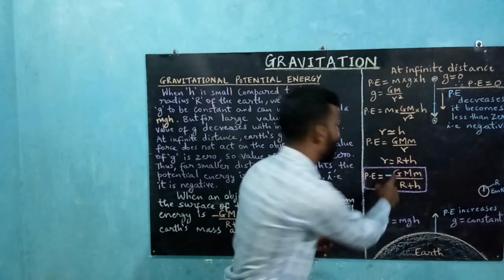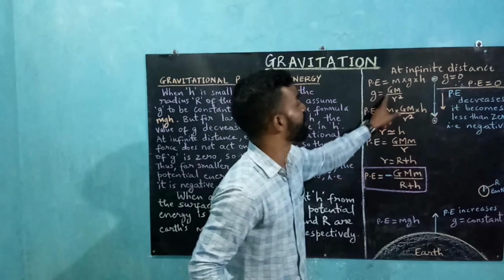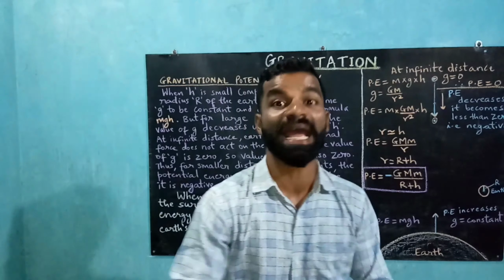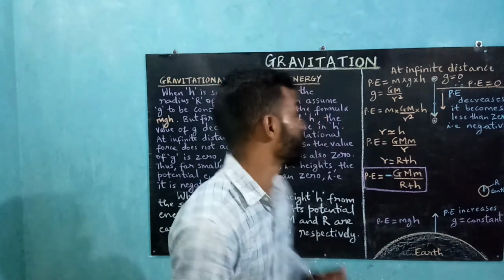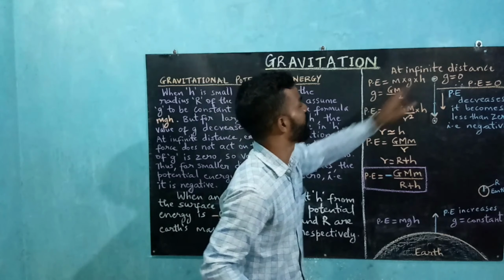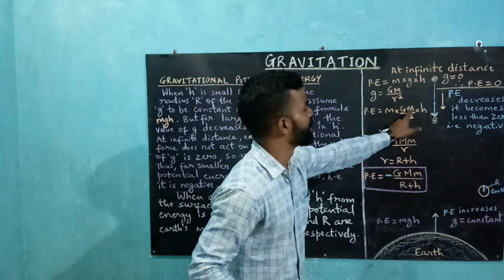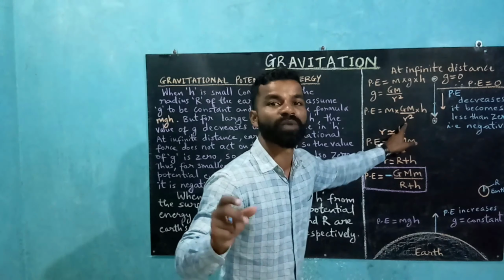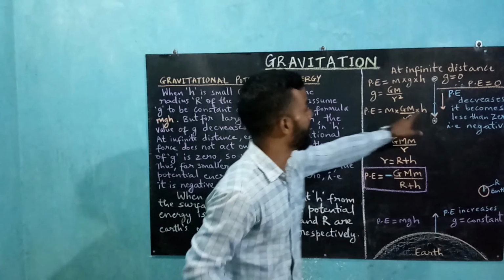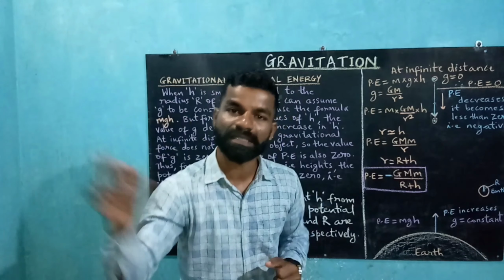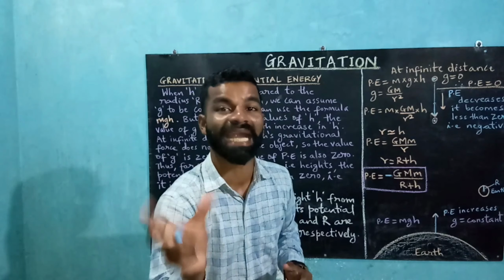Now we will see how we are getting this formula. Potential energy equal to mgh, g is equal to GM upon r square. We had derived this formula for acceleration due to gravity in the previous part. So substitute this g over here in potential energy. We'll get it like m into GM into h divided by r square, where r is the distance of the object from the center of the earth and h is the distance of the object from the surface of the earth. So the difference is the radius of the earth between h and r.